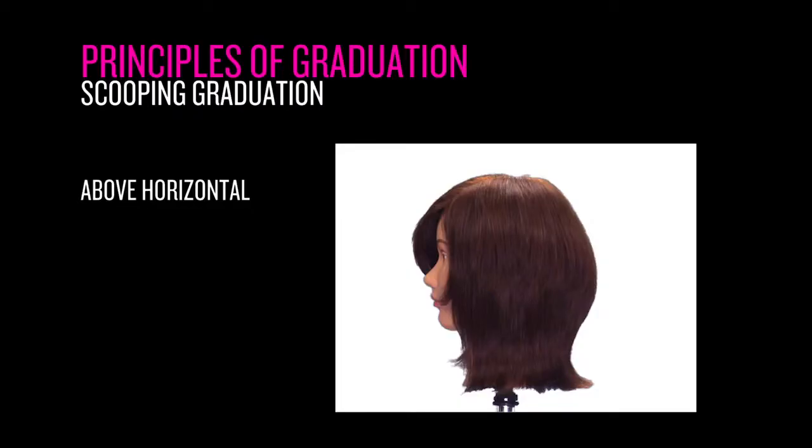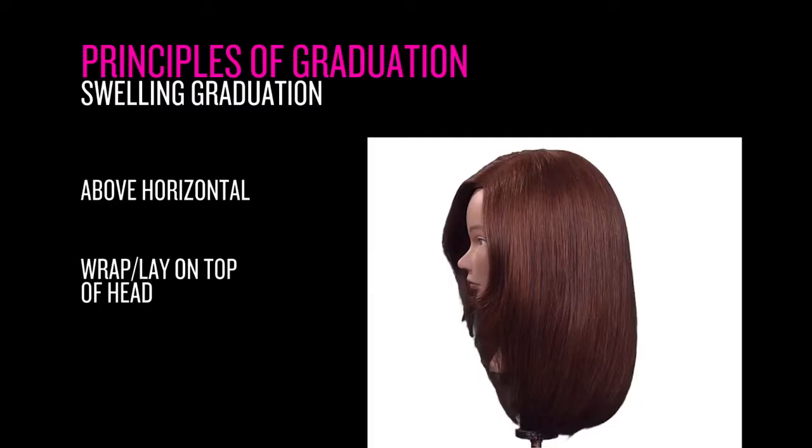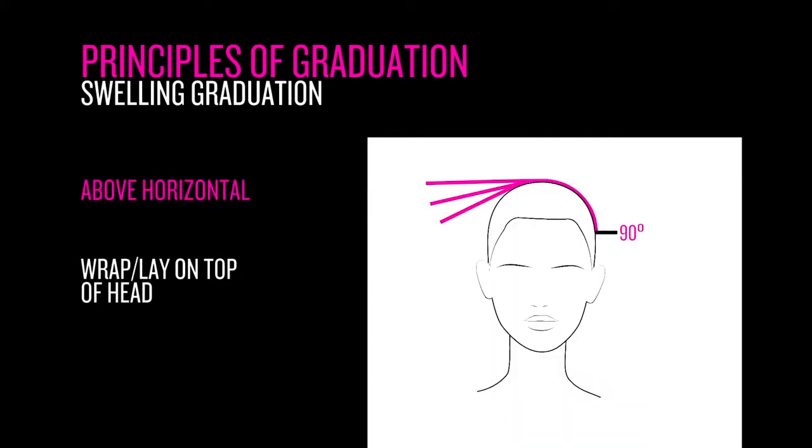To create a scooping effect, the hair must be elevated above a horizontal line anywhere on the head. When it is, each hair in the section has its own point of origin. The hair must do two things within the elevation to create swelling graduation: be elevated above the horizontal line of 90 degrees and wrap or lay on top of the head. With the three S's of graduation, the elevation is consistent.